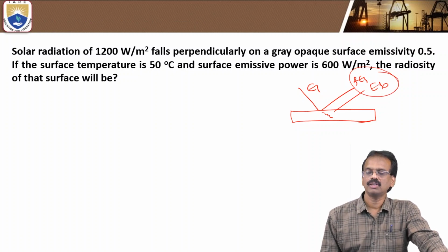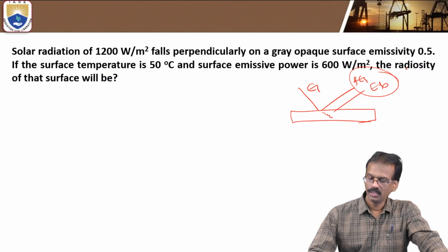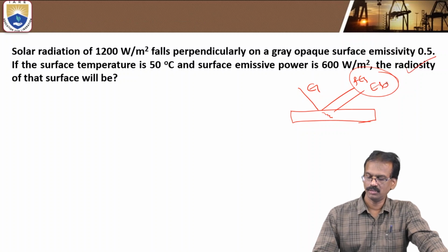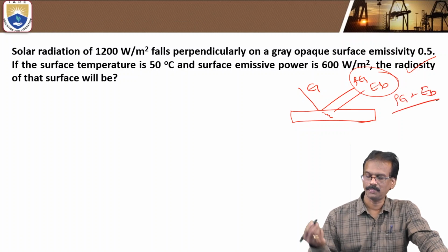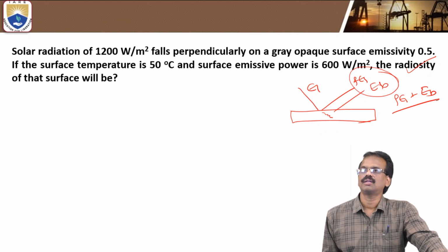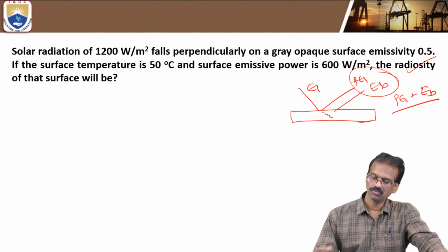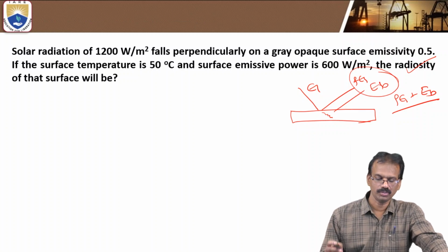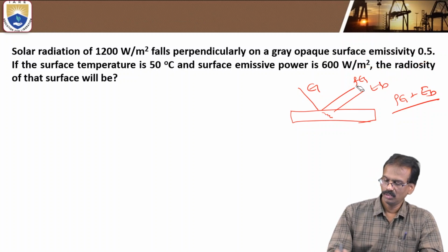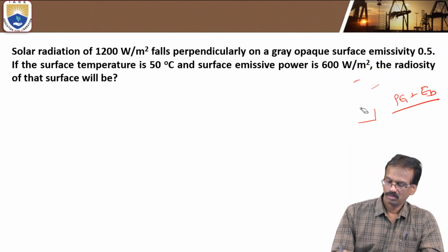Here we have to find the radiosity. This is called radiosity. Radiosity is equal to rho G plus E suffix B. We already discussed this, so based upon this formula, we have to find the radiosity. We'll see what numerical is given here.